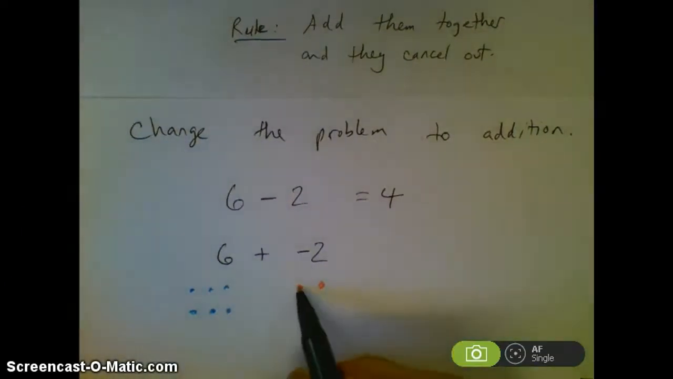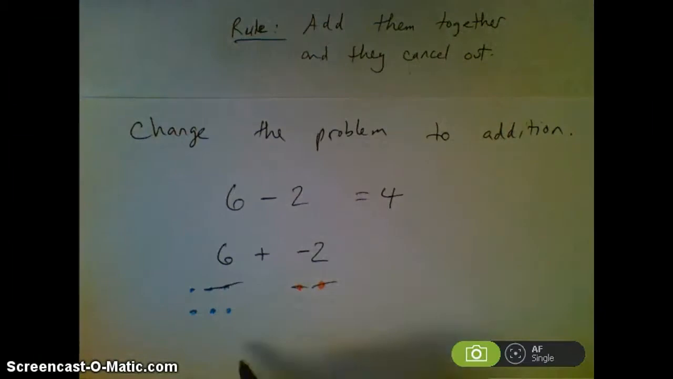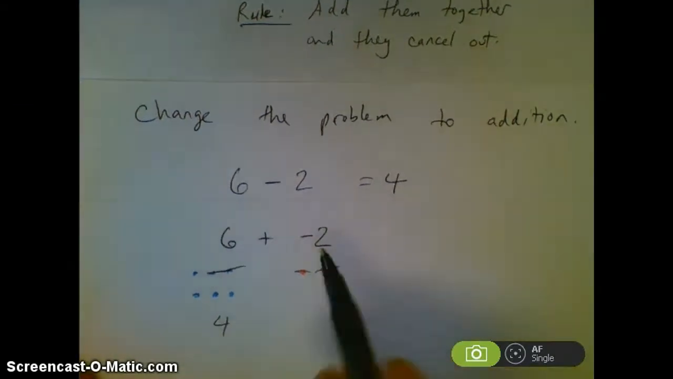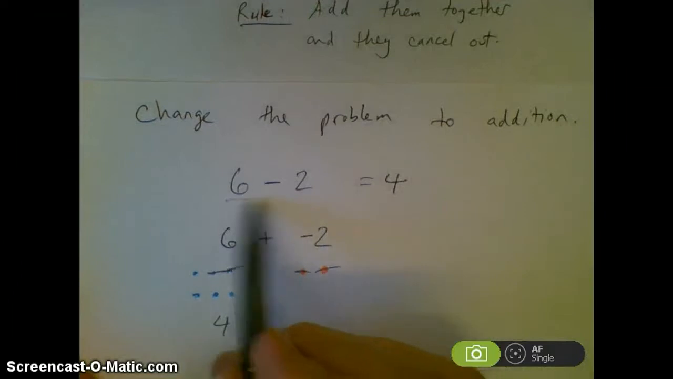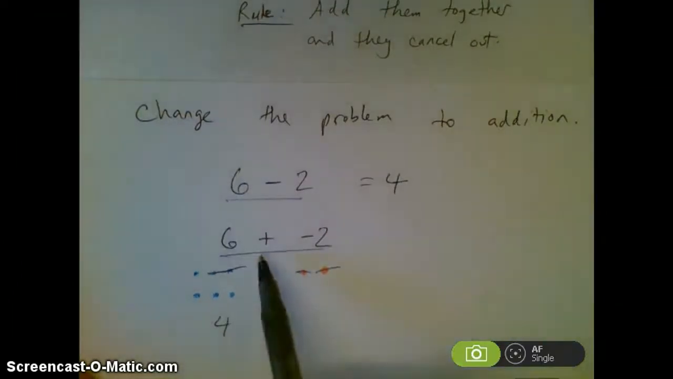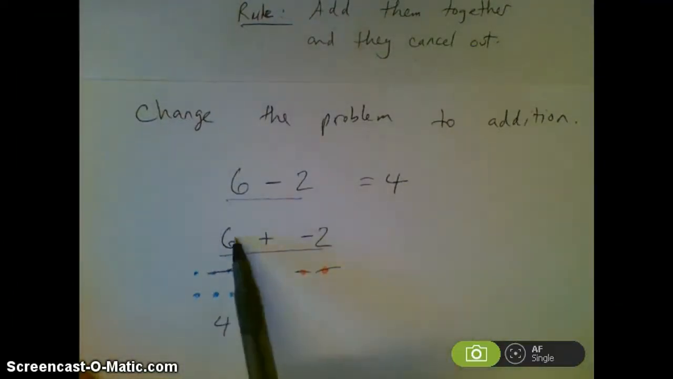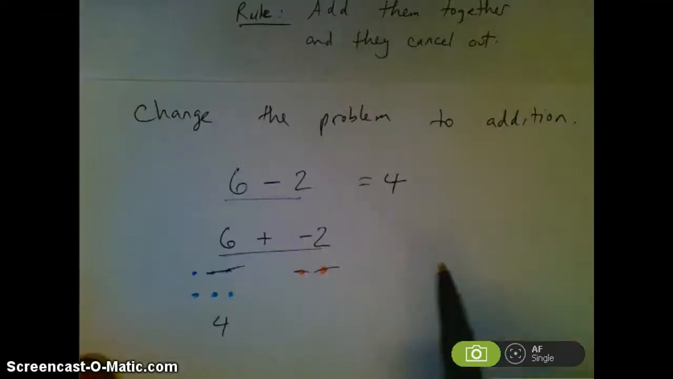So 2 of these negatives cancel out 2 of my positives, and I'm left with 4 blue dots, or 4 positives. Notice these are the exact same problems. 6 minus 2 is the same as 6 plus negative 2.